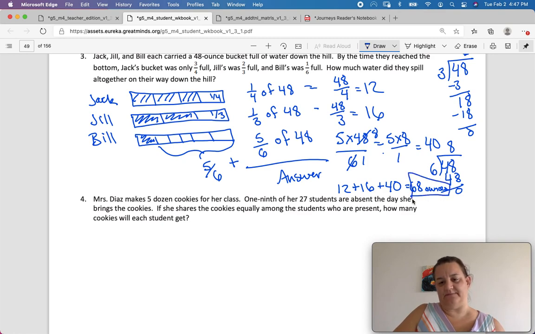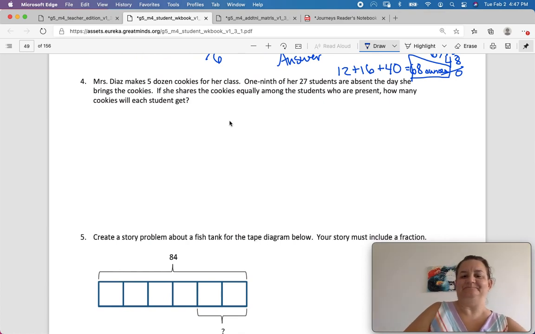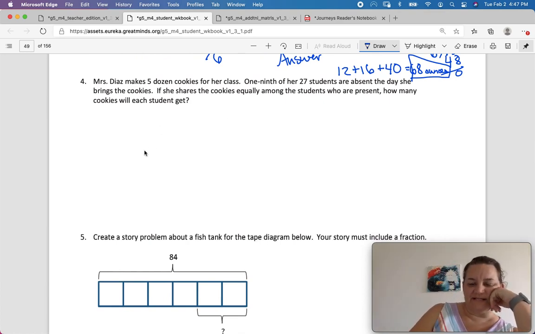There's your answer. Mrs. Diaz makes 5 dozen cookies for her class. 1/9 of her 27 students are absent the day she brings the cookies. If she shares the cookies equally among the students who are present, oh, see, you miss school, you miss cookies. How many cookies will each student get?